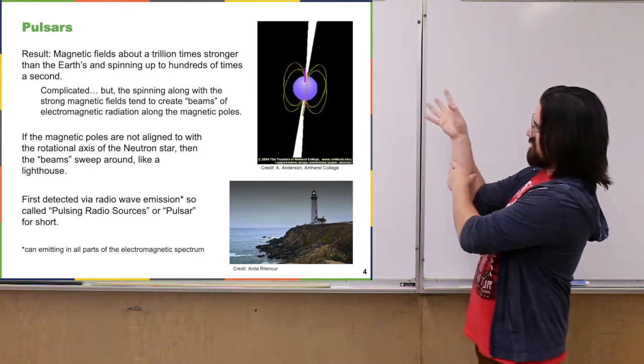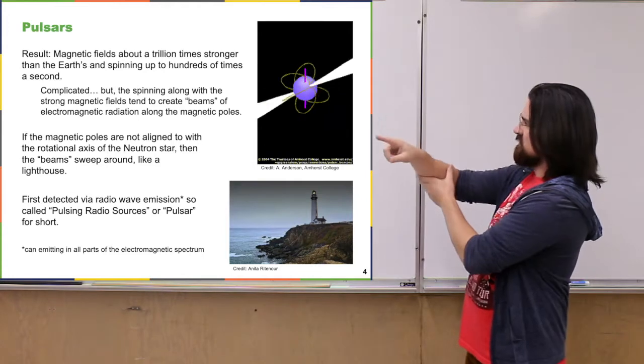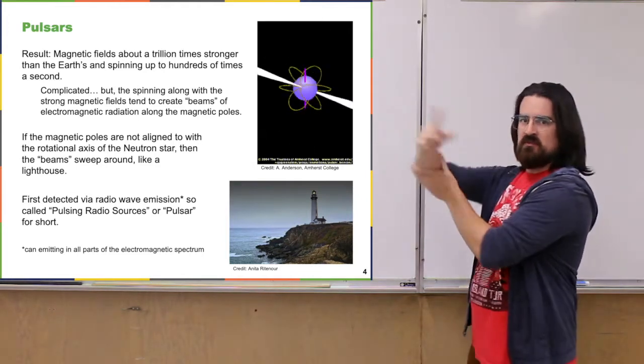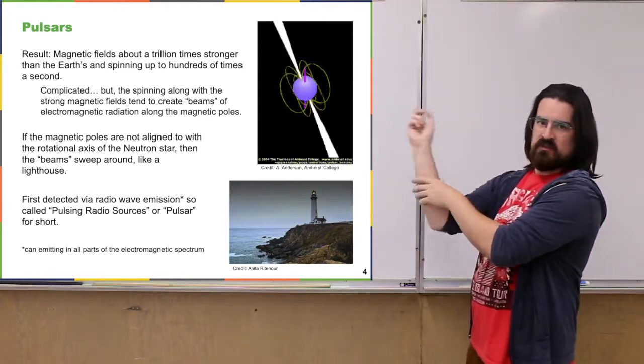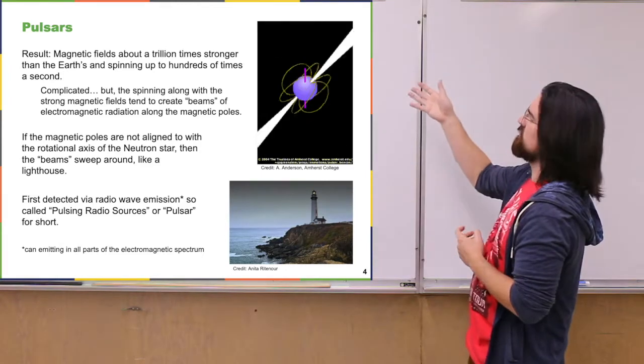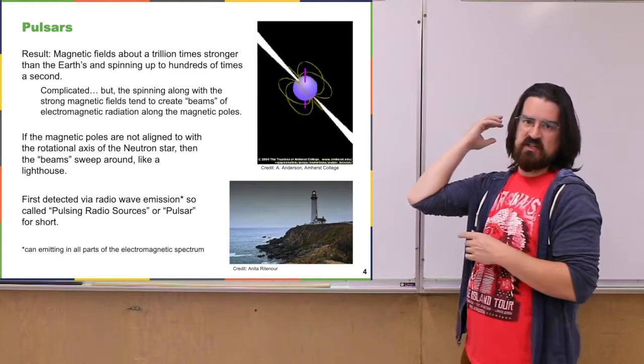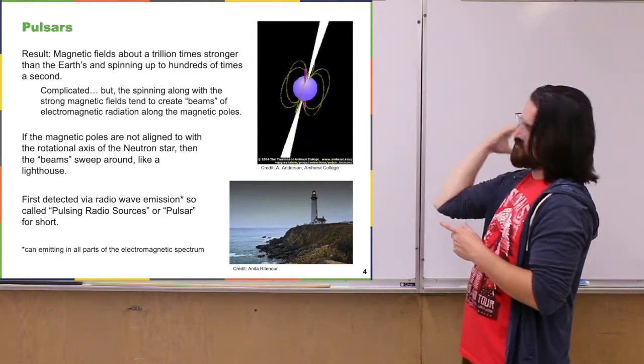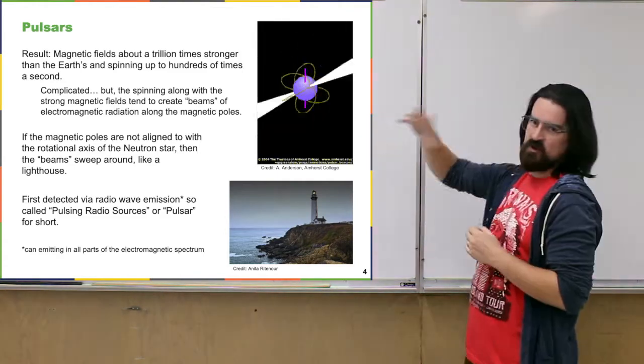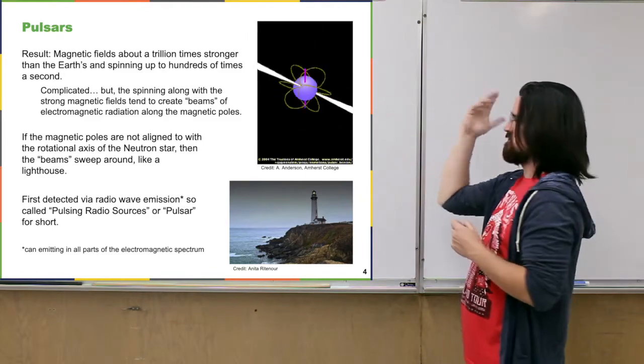So we end up with an object that does something like the animation here, where those beams sweep through the sky. What we see when we look at this kind of object is that every once in a while, one of those beams might shine at us or go right past us. And so it sweeps into our view and we get, for a moment, that beam of electromagnetic radiation.